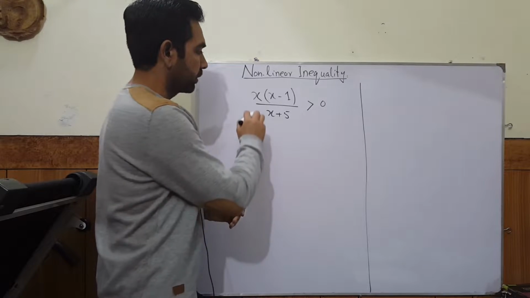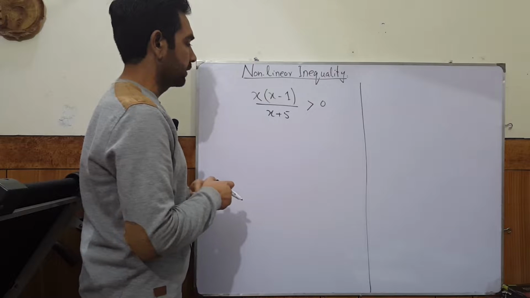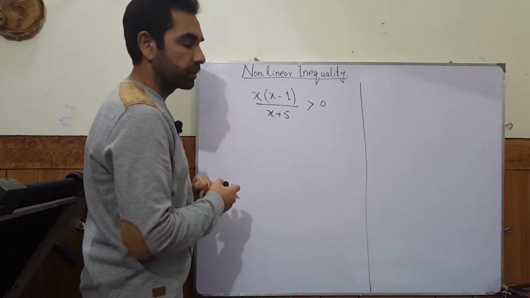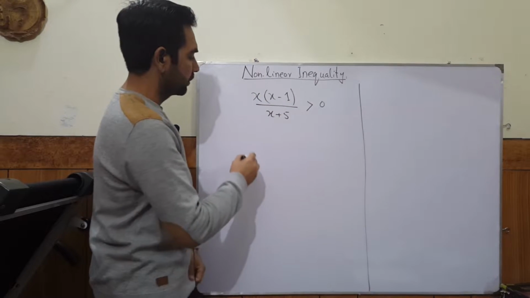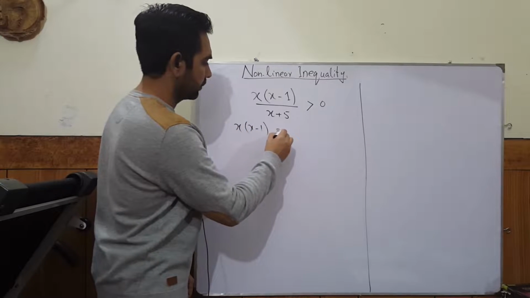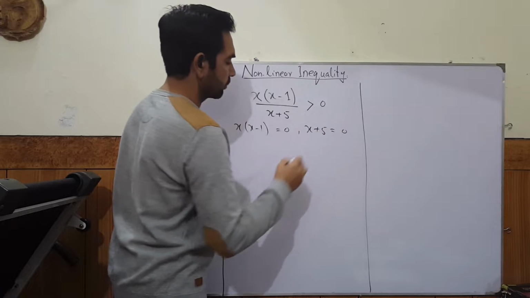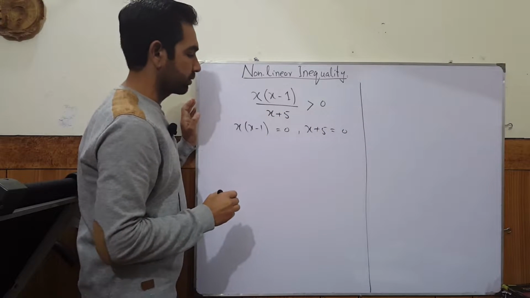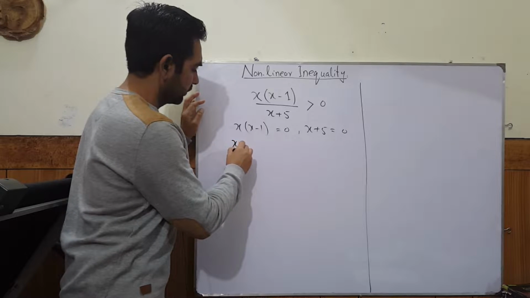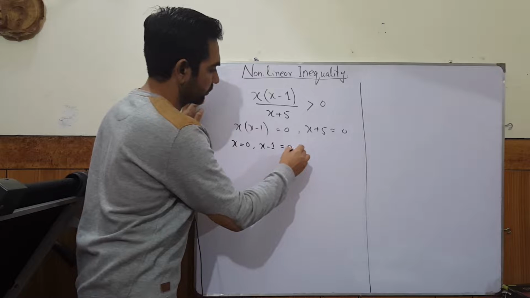If we are given an inequality of this form and we want to solve it and find its solution intervals, what you have to do is, again, put x minus 1 equals 0 and x plus 5 equals 0 to find out the x values. So from here, x equals 0 and x minus 1 equals 0.